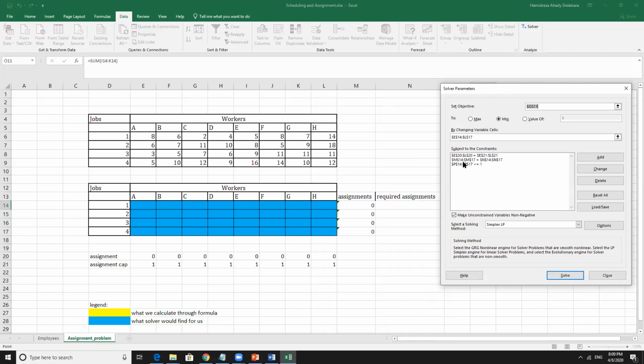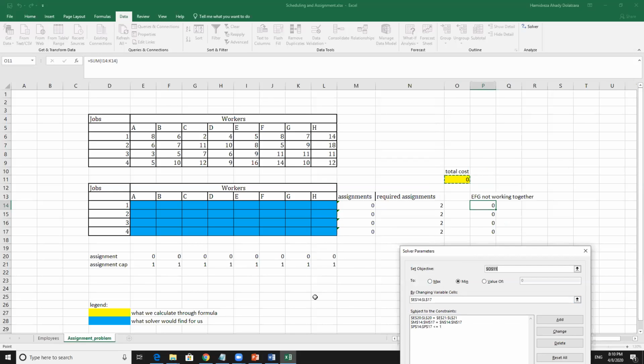And look at the first constraint. I said E20 to L20 should equal E21 to L21. Here I don't put more or less, because at the end we want all the workers to be assigned. So that's the reason I put equal. If you remember the previous problems we had more or less, but here I just put equal.